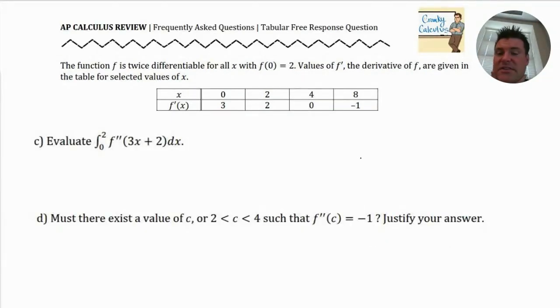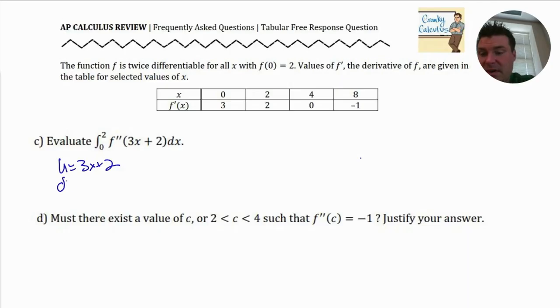Moving on to the next part, the same prompt, we have to evaluate the integral from 0 to 2 of f double prime of 3x plus 2 dx. This is going to be a u-sub, because first off, I don't have a function with a 3x plus 2 in it, and when you integrate f double prime, you're going to end up with f prime, and we have values of f prime. So I'm going to go ahead and do a u-sub here. I'm going to let u equal 3x plus 2, and that's going to make that into an f double prime of u, which I can integrate.